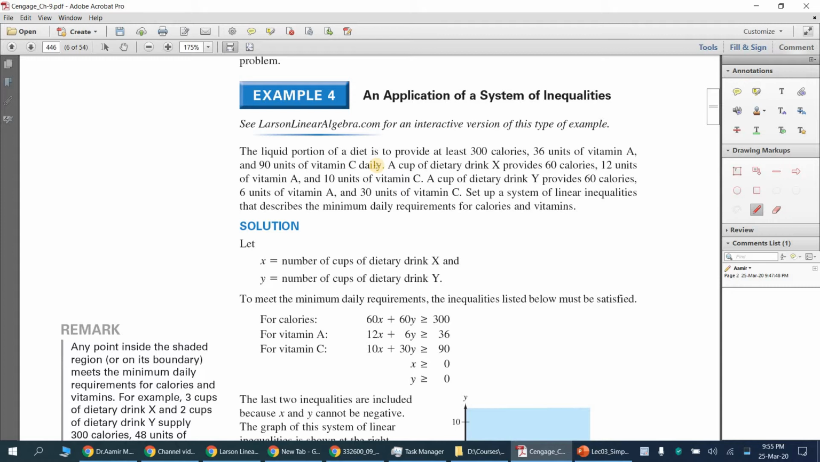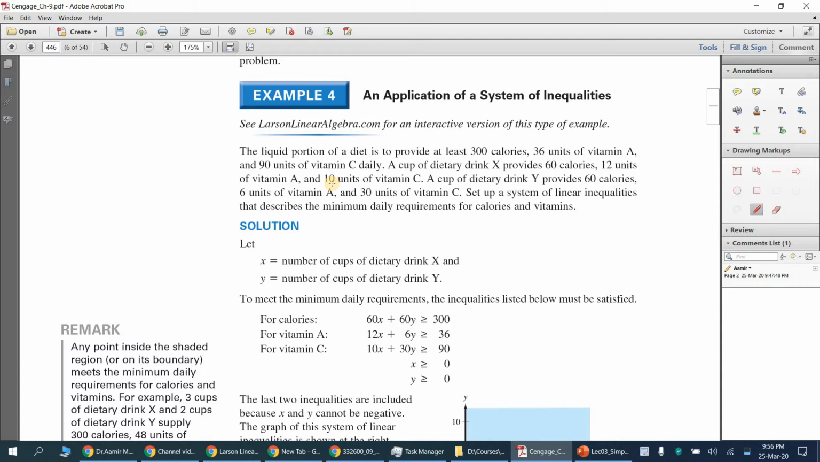So how do you try to achieve this daily requirement? You can take a cup of a dietary drink X or a dietary drink Y. The drink X provides 60 calories, 12 units of vitamin A and 10 units of vitamin C. Whereas the cup of drink Y provides 60 calories, 6 units of vitamin A, so it's less as compared to the other drink, and 30 units of vitamin C, which is 3 times more than the other drink.